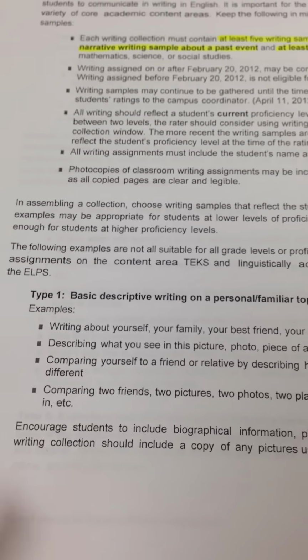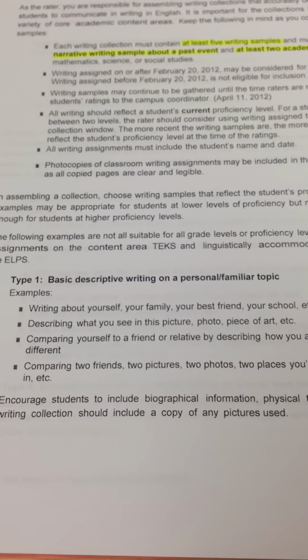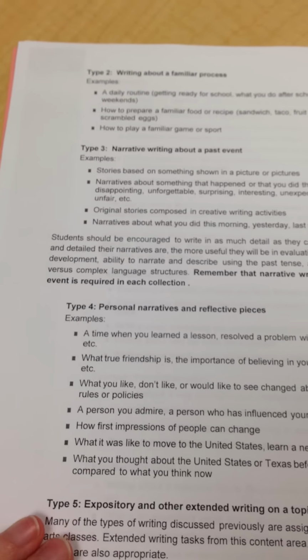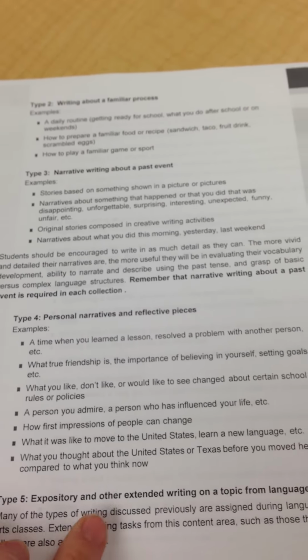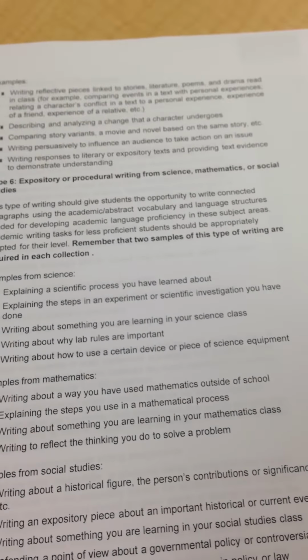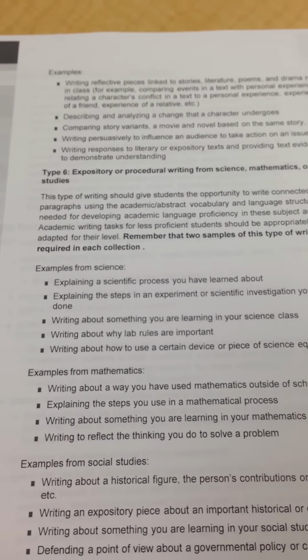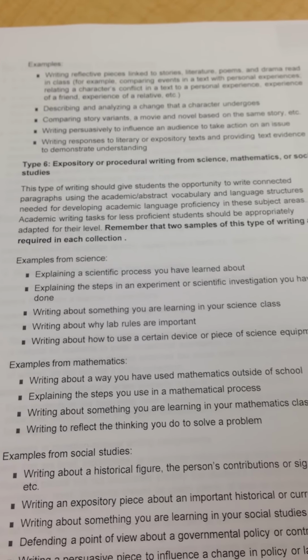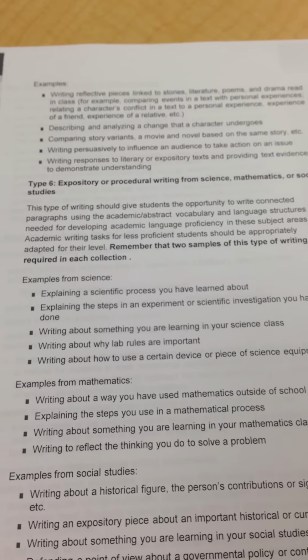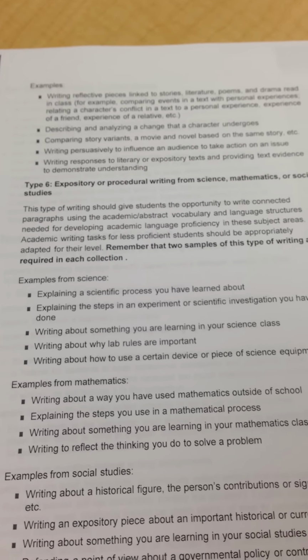And the rest of this document basically gives you all the different types and some ideas about different prompts that you could give to your students. So it goes on for several pages talking about each type of writing that could be included, and then it reminds you that the narrative writing about a past event is a must. You have to have 1 of those. And for type 6, the expository procedural writing from science, math, or social studies, that is the type that you need to have at least 2 different samples from.